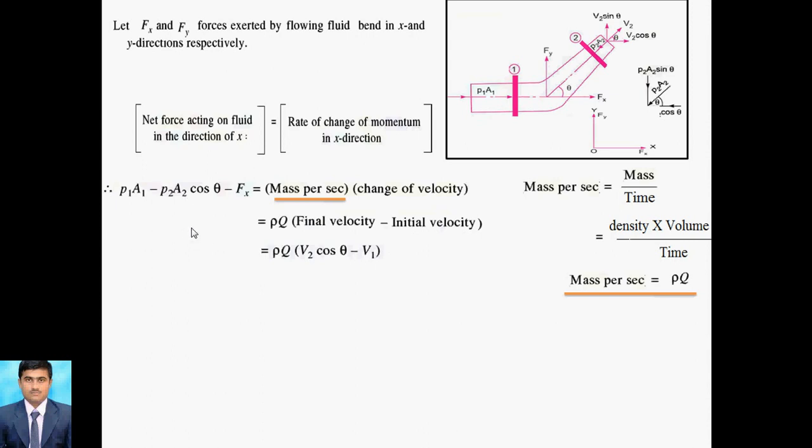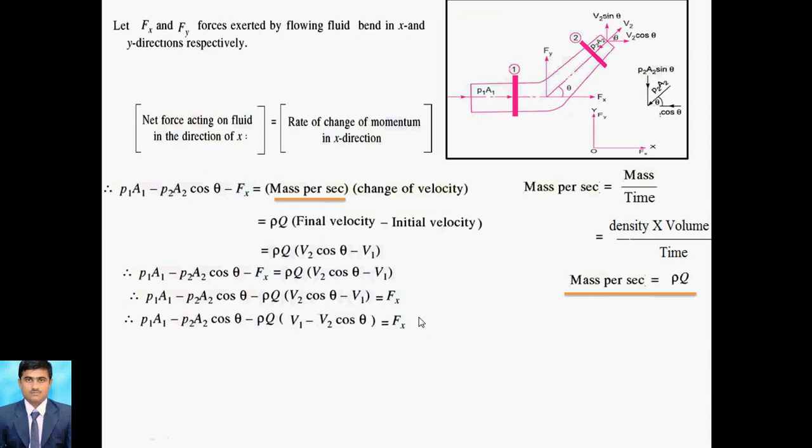After that, solving this equation, we can write here p1 A1 minus p2 A2 cos theta minus Fx, and this final term rho Q (v2 cos theta minus v1). So this is for the force Fx. After simplifying this term, Fx we can take as it is. So this is the relation for Fx: Fx is equal to rho Q (v1 minus v2 cos theta) plus p1 A1 minus p2 A2 cos theta.